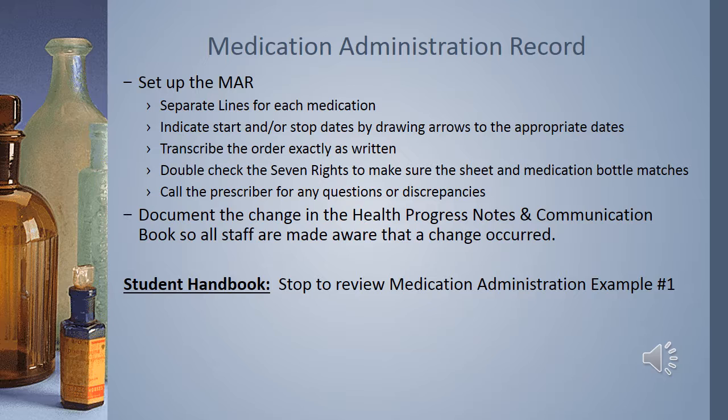Setting up the MAR. Make sure that you use separate lines for each medication. Indicate start and/or stop dates by drawing arrows to the appropriate dates. Transcribe the order exactly as written. Double check the 7 rights to make sure the sheet and medication bottle matches. Call the prescriber for any questions or discrepancies. Document the change in the health progress notes and communication book so all staff are aware that a change occurred.